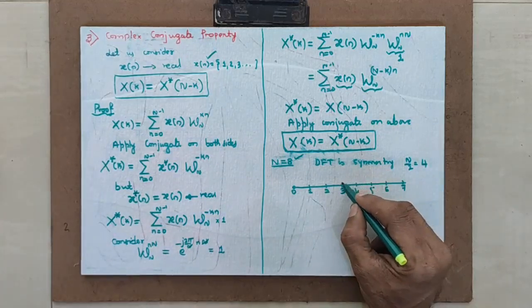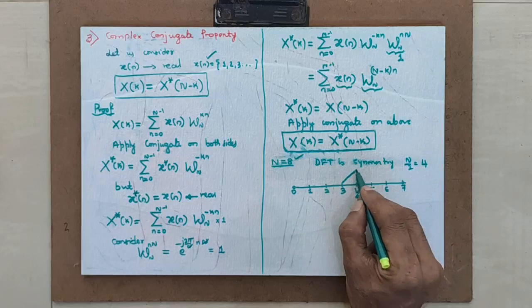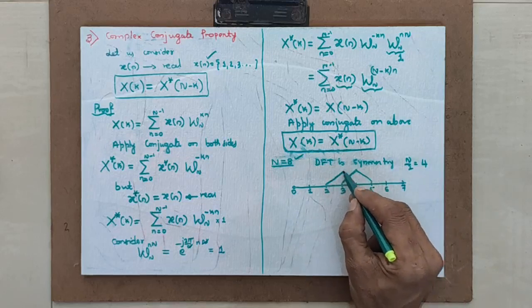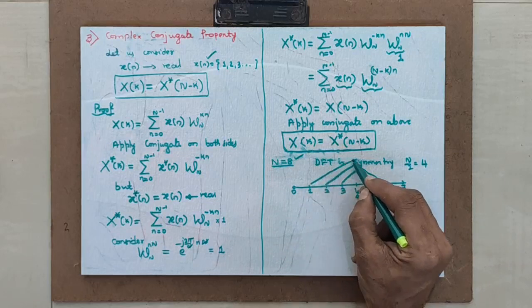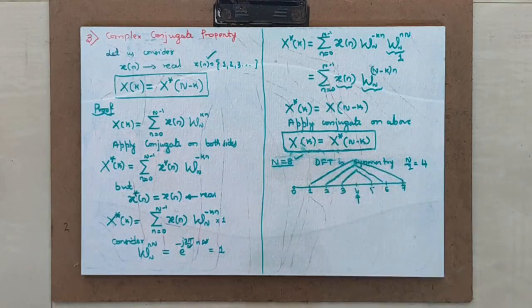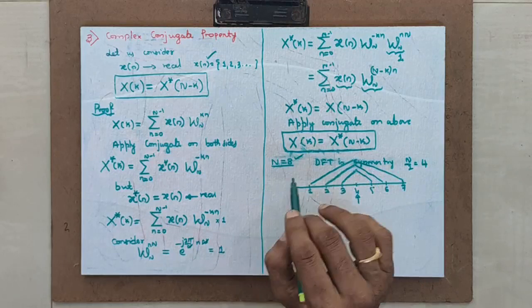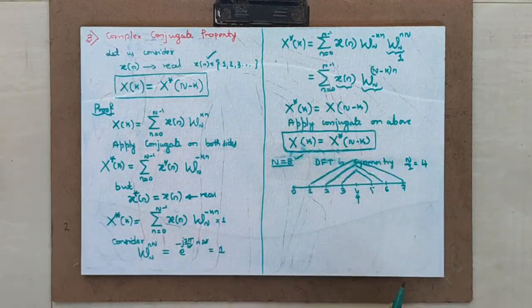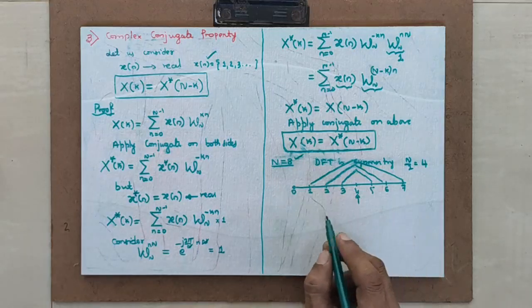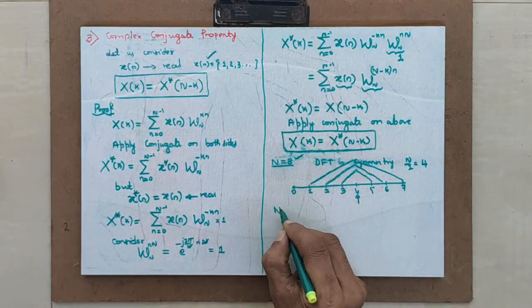That means x3 is equal to x5. x2 is equal to x6. Similarly, x1 is equal to x7 with the conjugate symmetry. Equal in the sense that conjugate symmetry is followed. Conjugate symmetry is followed.